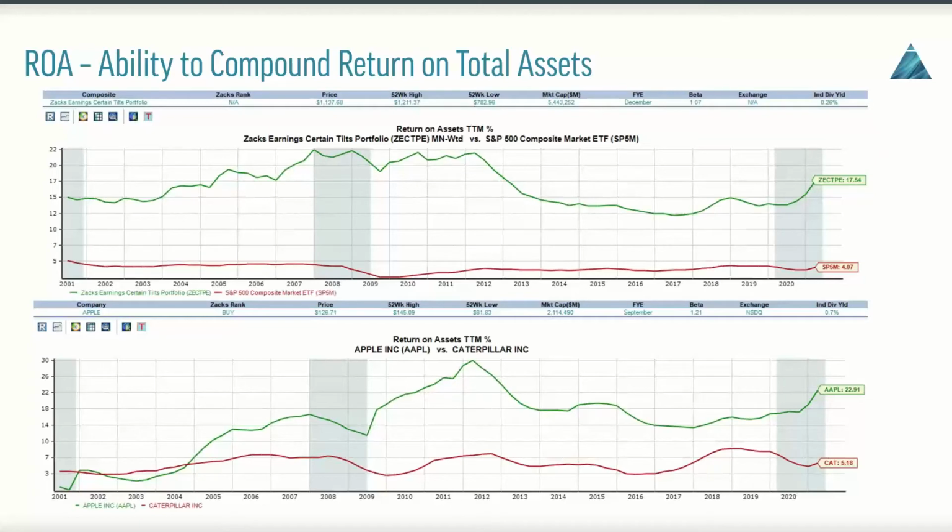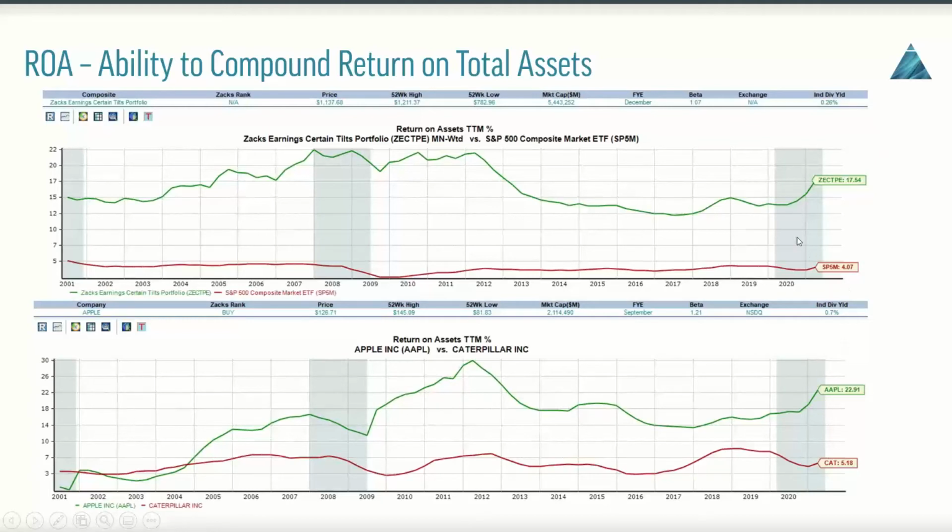So again, just to show you why the 6 stock tilt portfolio for the earnings certain family on the macro side is so successful. We've talked about this before for each of the core portfolios. It's really important to look at this for your tilts in isolation. So this is, again, a composite of the 6 stocks in the Zacks Research System, the earnings certain tilts portfolio here, versus the S&P 500 market weighted composite. And you can see that these companies collectively, their ability to compound return on total assets, which is very difficult to do, is literally 4.5 times more effective or efficient than the average stock in the S&P 500.